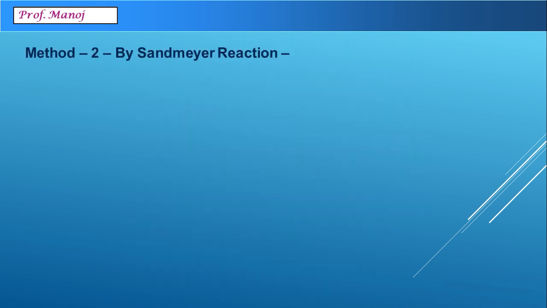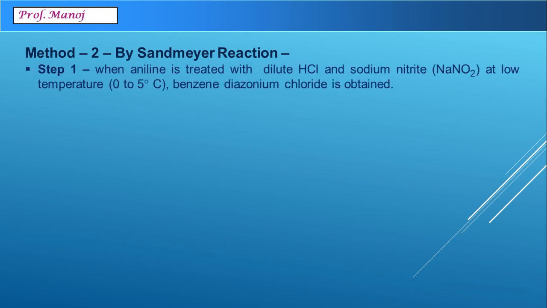We turn to the second method of synthesis, which is rather more useful than the first one. It is called Sandmeyer reaction. In this process, step number 1 is to convert aniline into benzene diazonium chloride. This is done by treating aniline with dilute hydrochloric acid and sodium nitrite at a low temperature of 0 degree to 5 degree Celsius. Since we get a substance called diazonium chloride, the process is called diazotization reaction.